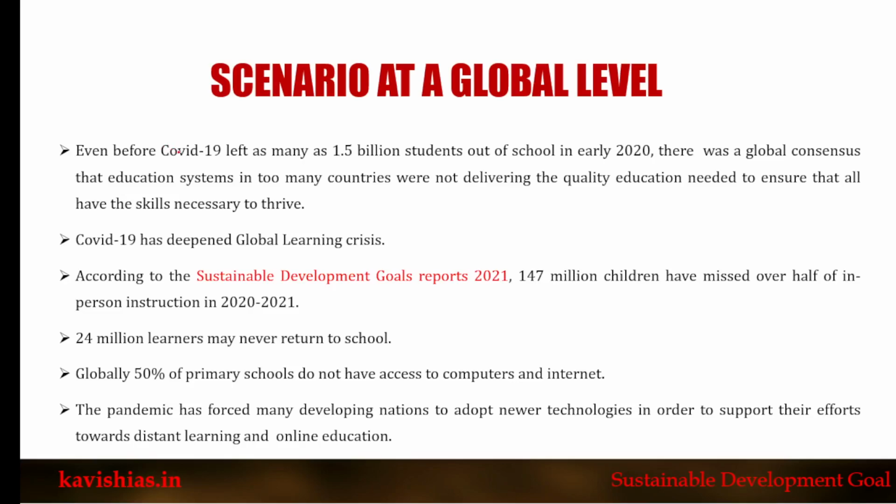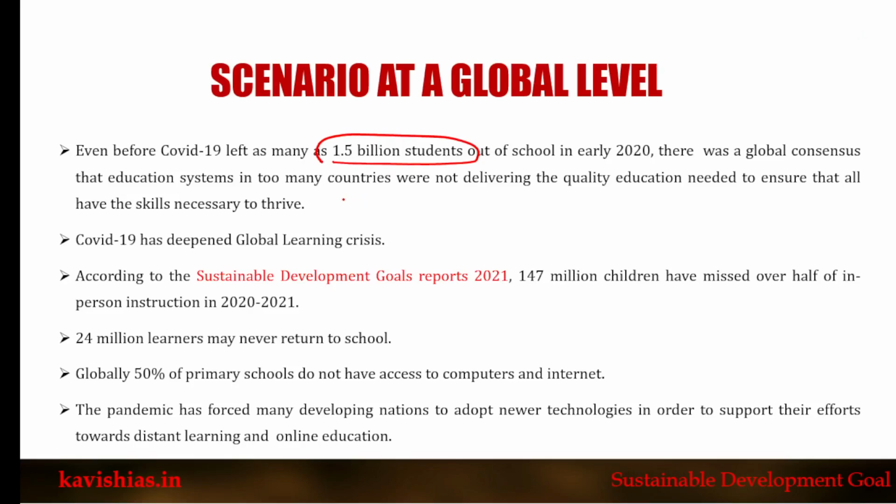We know that the pandemic has hit and it has affected our society in many ways. But when we are talking about good quality education, we can see that even before the COVID-19 pandemic came, as many as 1.5 billion students were out of school in early 2020, and there was a global consensus that education systems in many, even developing, countries were not able to deliver the good quality education that was needed to have all the skills necessary to thrive.